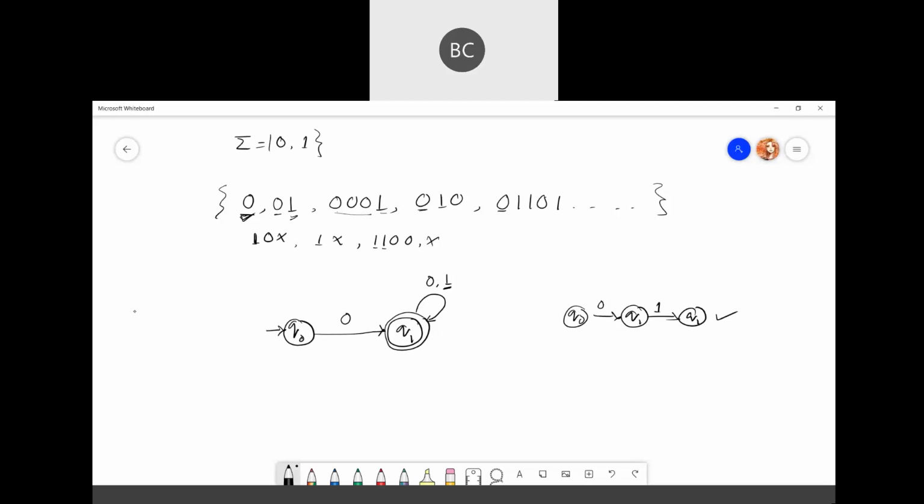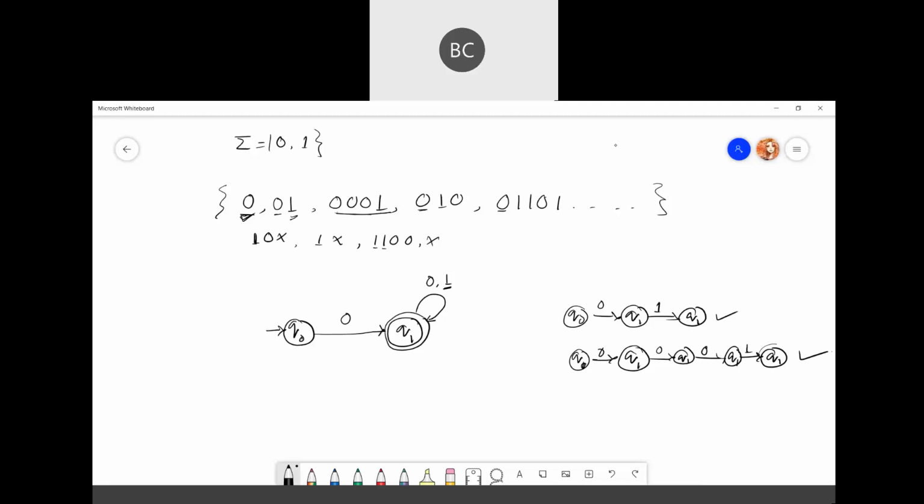Right? Suppose you take 0, 0, 0, 1. It comes to Q1. From here again it can take 0. It's a self loop. Doesn't matter how many times you read the 0. So you can read 0, move to Q1. You can again read 0, again move to Q1. Then we take 1, it will come to Q1. So Q1 is the final state. So this one is accepting.